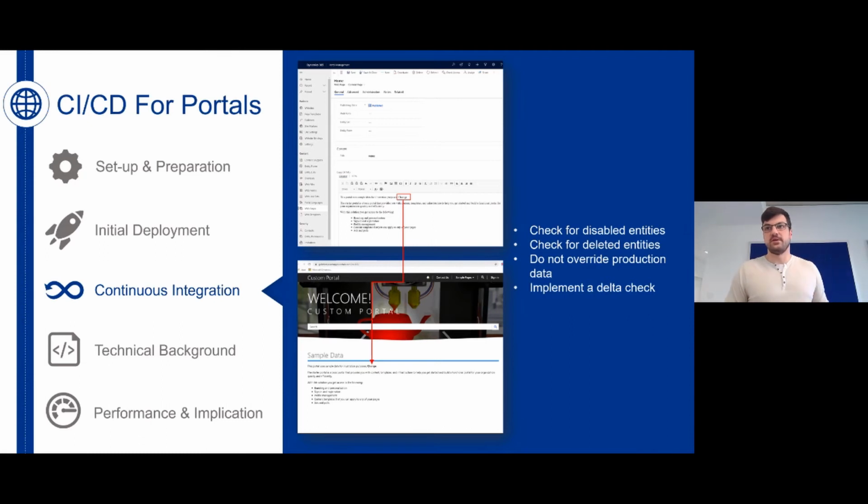And I already said I do not overwrite production data, and a very good approach is delta checks. So based on the modified on date time stamp, you will see, okay, there was a change or there wasn't a change. Because as I already said, you have so many entities and it takes a lot of time to execute the deployment. It totally makes sense to try to improve the performance. We will talk about that in performance and implications, but for now, think about delta checks. It's quite easy, but a great benefit.